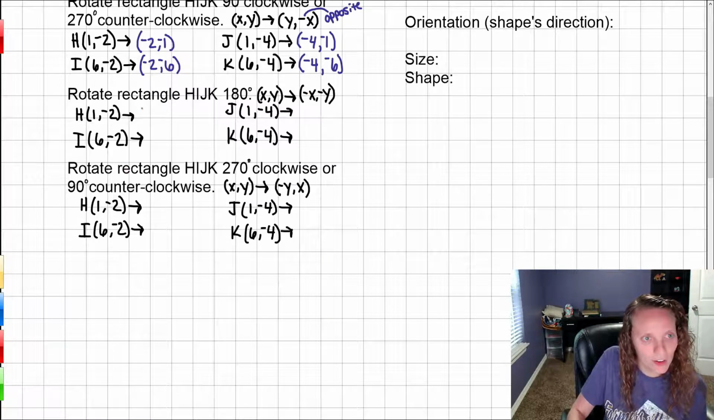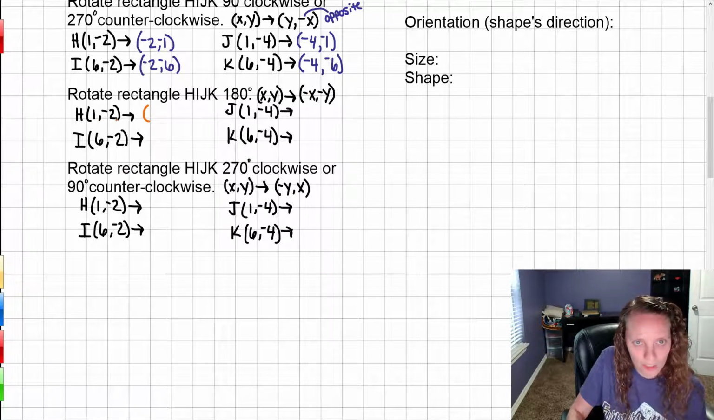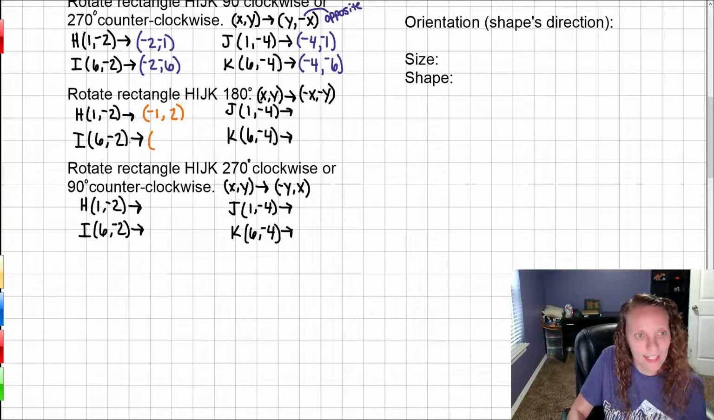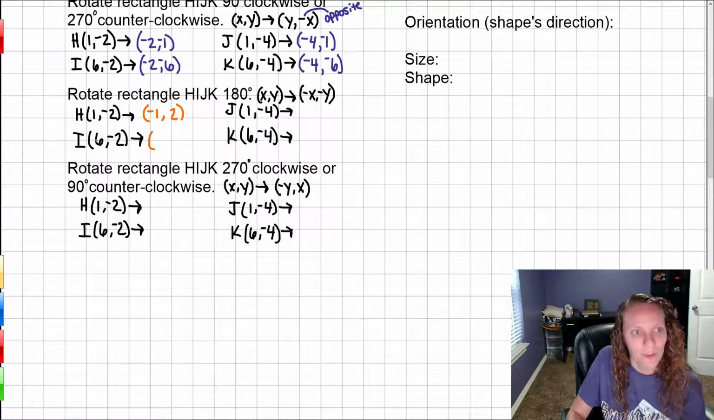Okay, so let's write that out. X and Y stay in the same order, 1, -2, but we're taking the opposite of both. So the opposite of +1 is now a -1, and the opposite of -2 is now +2. Again, they stay in the same order, but we're going to take the opposite.